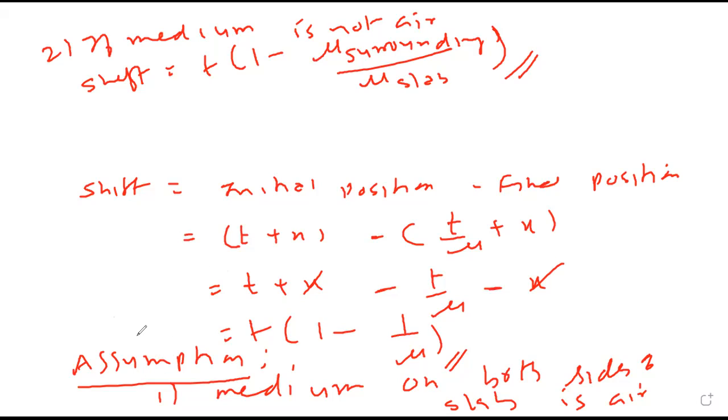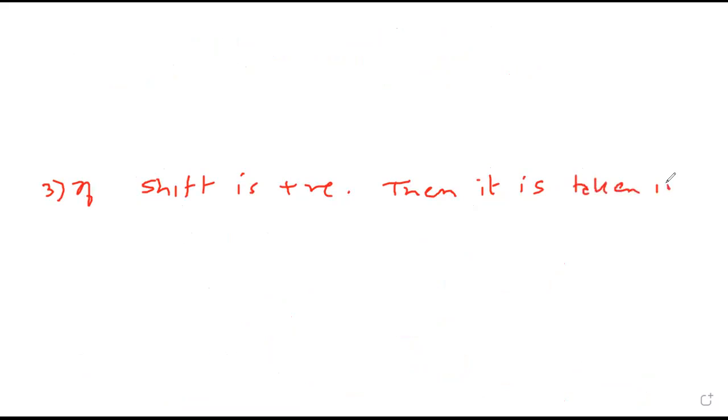Can I clear everything now? Yes, sir. See, there are two possibilities of shift. It can come negative, it can come positive. So if shift is positive, then by convention, when we take positive in the direction of incident ray, if shift is coming positive, then it is taken in the direction of incident ray.